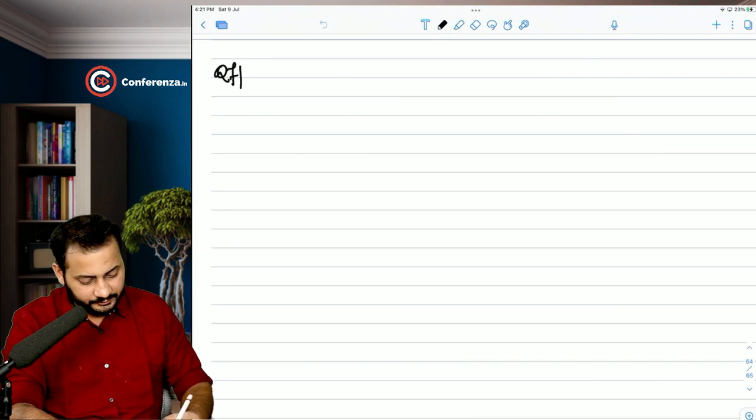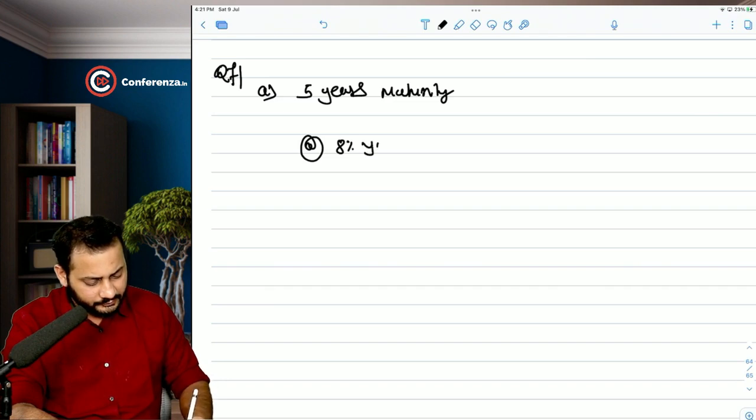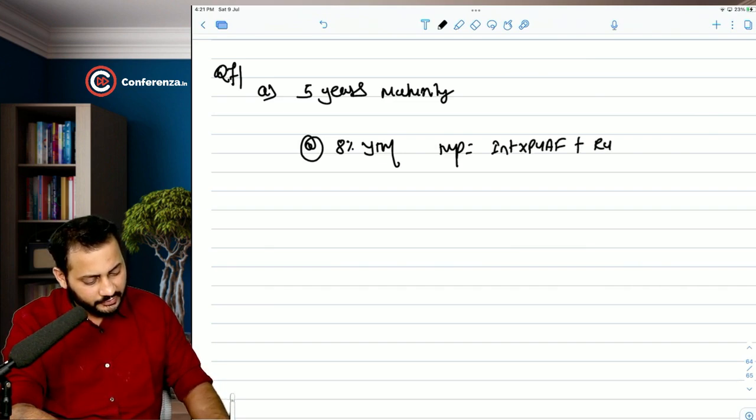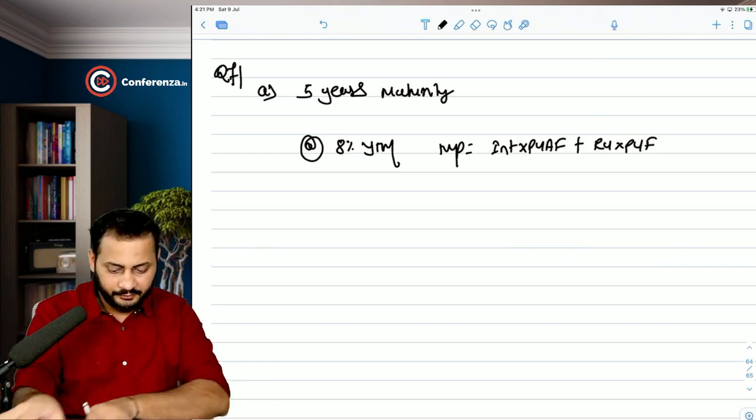Question 71. A bond with 5 years maturity, at 8% YTM. Market price will be interest into present value annuity factor plus redemption value into present value factor.